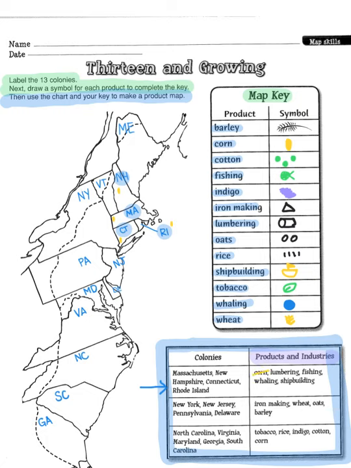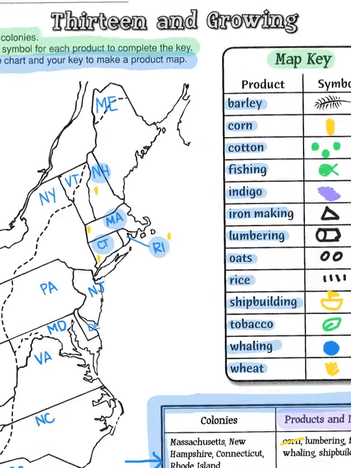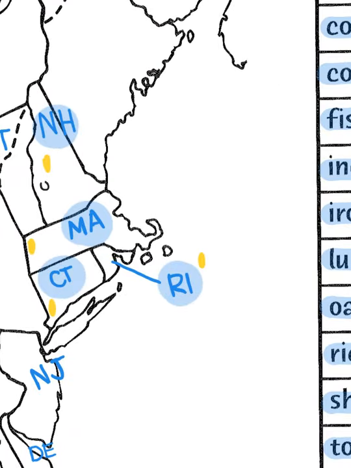And next, I have lumbering. My lumbering symbol, I tried to make kind of like a log, and I'm going to add that symbol into each one of my colonies or states. So we've got log, log, log, and log.